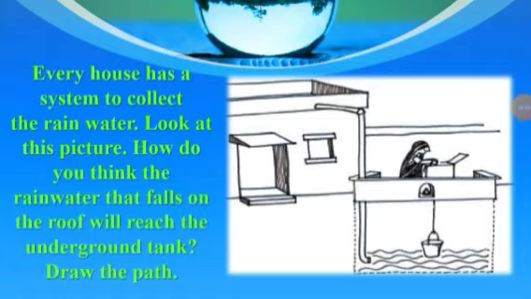Every house has a system to collect the rainwater. Look at this picture. How do you think the rainwater that falls on the roof will reach the underground tank? Draw the path.